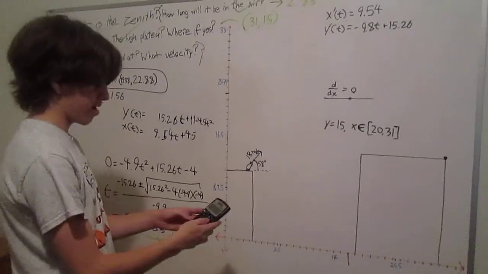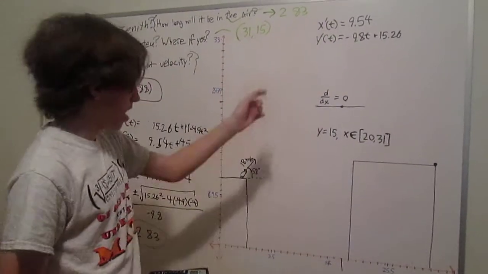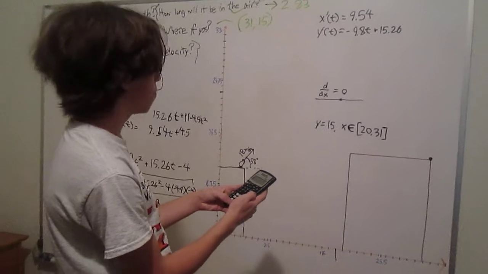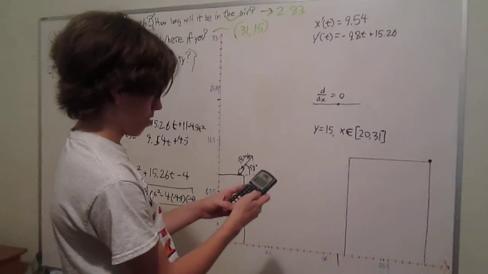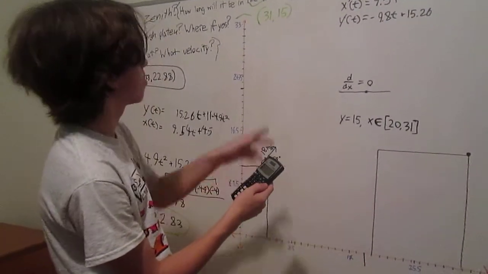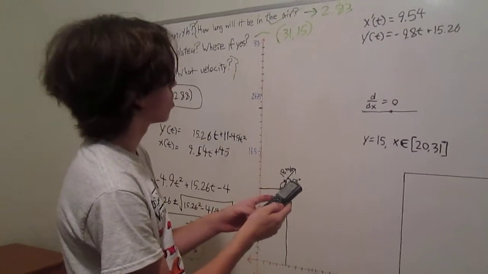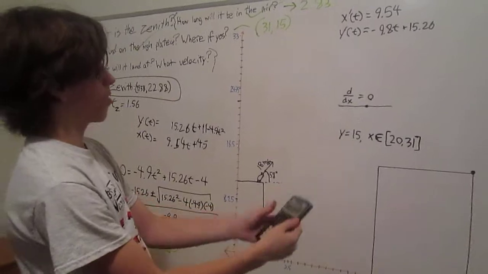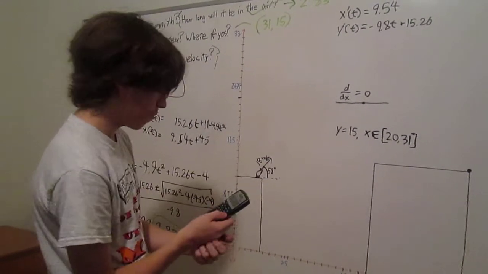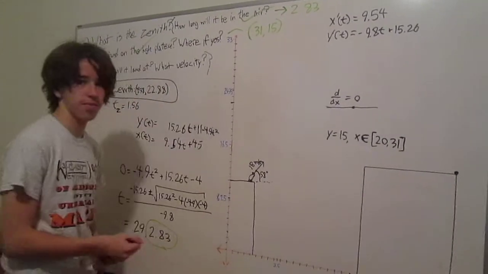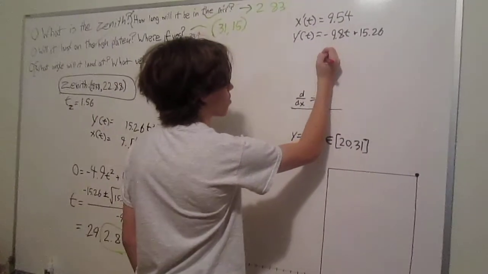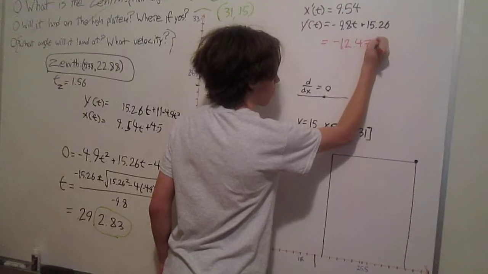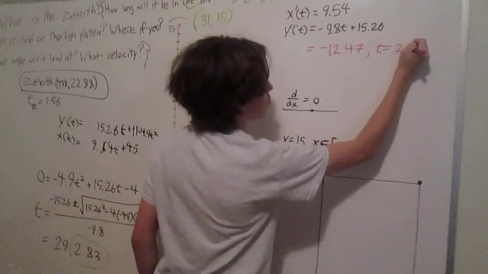And we can calculate that using our landing to find the speed at both these points. X of t, we know the speed is already 9.54, but for y of t, we've got to figure this out. So, negative 9.8 times 2.83 plus 15.26 is equal to negative 12.47. And you might think that's kind of weird because we have negative velocity, but that just means we're moving downward. So this is equal to negative 12.47 when t is equal to 2.83.